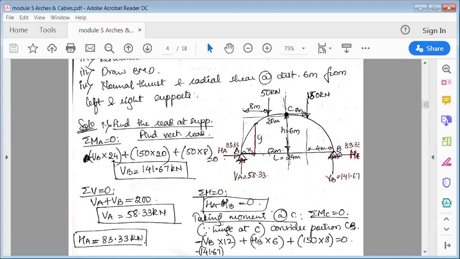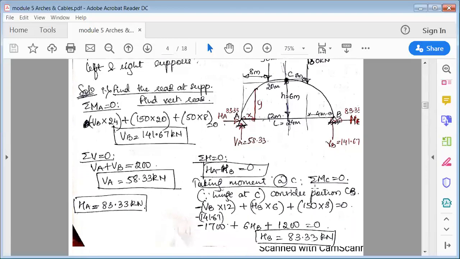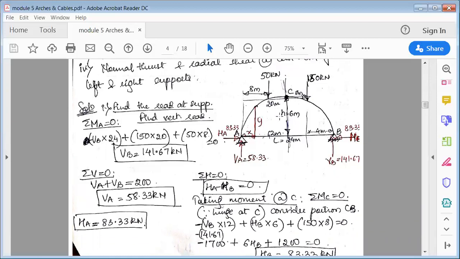So now to find this, what we'll do is find the moment about C. That is the moment about the crown hinge. Taking moment about C, the sum of moment of forces about C is equal to 0. Now you can consider either the left of C or the right of C. The choice is yours. So in this portion you can consider CB. When you're choosing left or right, you should choose wisely because you have to take the sign conventions properly. You can choose anything.